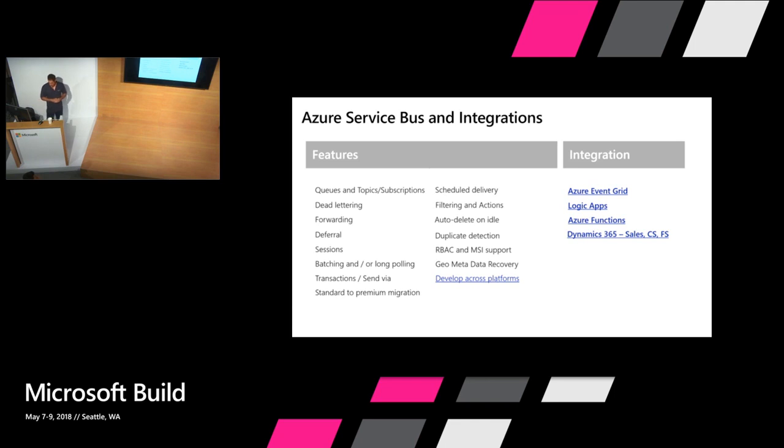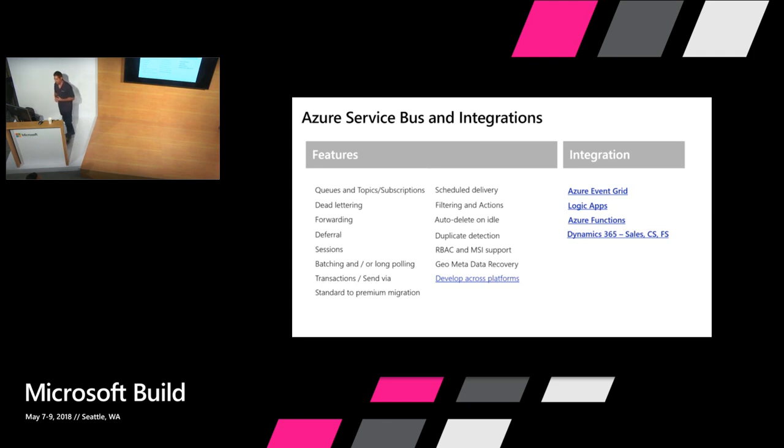Scheduled delivery is what it says it is. You basically send a message, and the message arrives. You can say, I want this message to be in the queue only at this time. Filtering and actions, we spoke about when we talked about topics. You can basically determine which subscription gets what message. Then you can delete subscriptions if they never get messages. That's the auto-delete. Duplicate detection is a filter on the message ID. And some new features we have are RBAC and MSI support, and the geodata recovery, or geometadata recovery. Then some of the integrations: we integrate tightly with Azure Event Grid, Logic Apps, Functions, and Dynamics 365 for Sales.